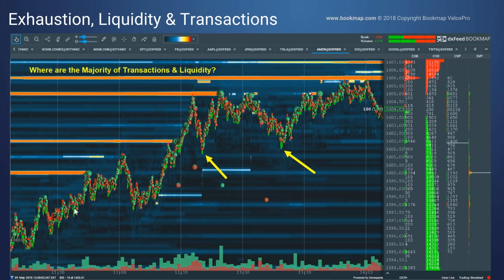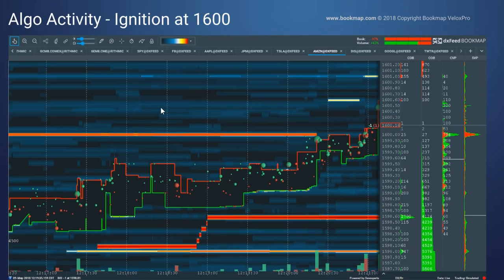There's no one willing to trade here. It can trade back up into here, your high volume nodes. So anyway, that's how liquidity can act within a trend, and the majority of the time, that's how you'll see it. Let's go over some of the algo activity, and then we can jump into the live market.